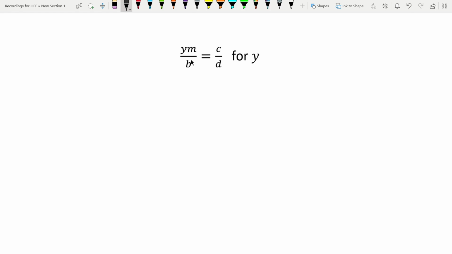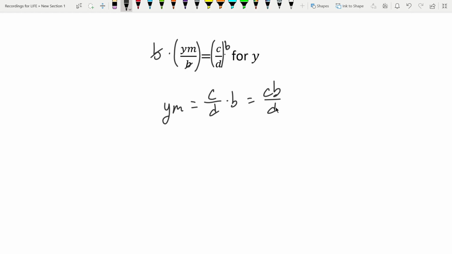So the first thing I'm going to do is get rid of b by multiplying it over. b is just a number, so think of it like division by 2. To get rid of a 2, you're going to multiply by 2 to both sides. Sorry, not 2, b, which is what we're multiplying by. So the b's are going to cancel on this side, and we're going to get ym equals c over d times b, which is the same thing as cb over d. Same exact expression. Doesn't matter which one you use.